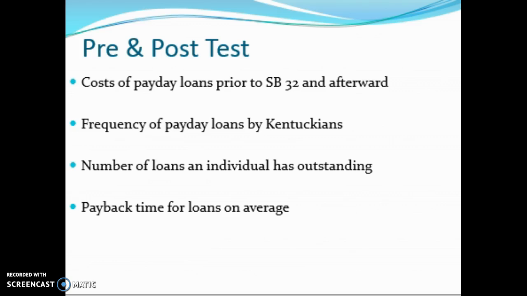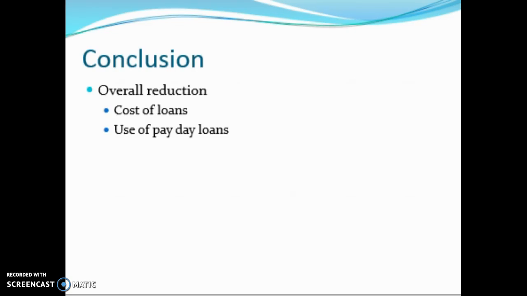Some of the data that we plan to collect are the number of loans granted on a yearly basis. We plan to look at the number of loans one individual typically had out and the cost of these loans, as well as the payback time of the loans prior to the passage of Senate Bill 32 in comparison to that same data that has been collected approximately 6 months after the Senate Bill 32 has passed.